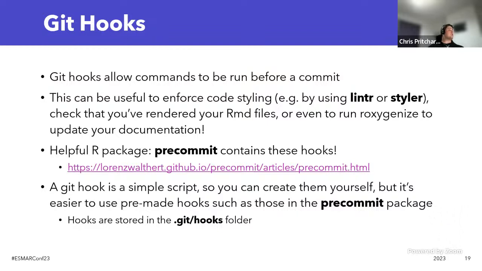So you can use either lintr or styler to automatically run every time you commit something, and it won't let you commit until you've fixed all the things, which can be very handy. You can have it check that you've rendered your RMD files into Markdown, so it will throw an error at you if you've forgotten to render your raw Markdown files. And you can even get it to run Roxygenize to update your documentation every time you commit a change. So Git hooks can be really handy.